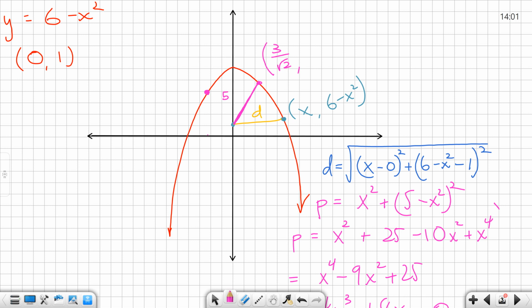If I put the 3 over the square root of 2 in there, I get 9 halves, and 6 minus 9 halves is 3 halves. There's one point. Here's the other one over here. 3 over the square root of 2, which would also be 3 halves. And there's the answer to my question. There are 2 points. One is 3 over the square root of 2, comma 3 halves, and the other one is negative 3 over the square root of 2, comma 3 halves.